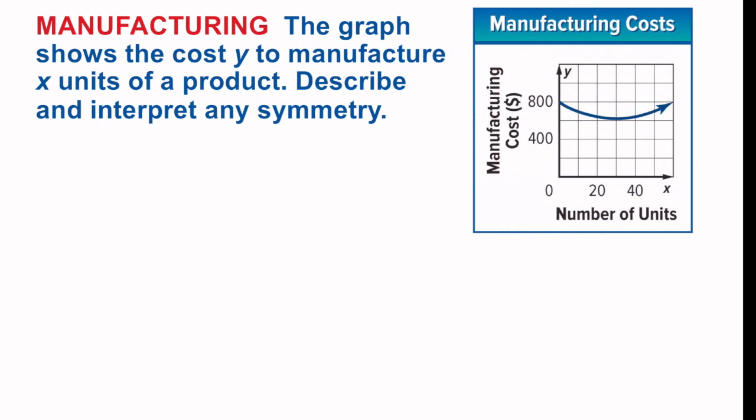So for the problem, it says the graph shows the cost y to manufacture x units of a product. Describe and interpret any symmetry. So when you look at the graph, you see that you have the number of units, so when you sell certain objects, and then how much it costs to make those units or objects. So let's see. Think about where you will find the line of symmetry for this graph. Where exactly will you cut it in half so that you would have two equal parts?